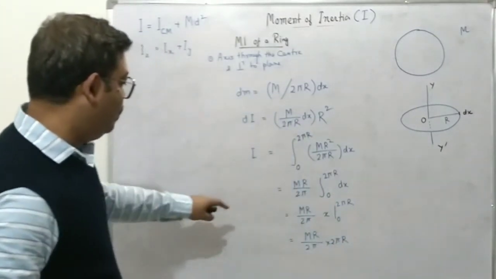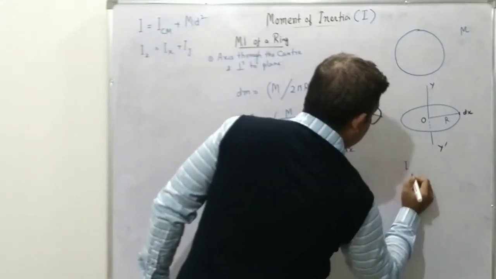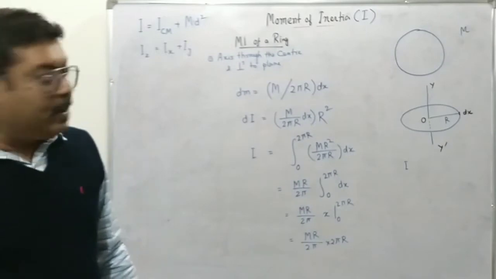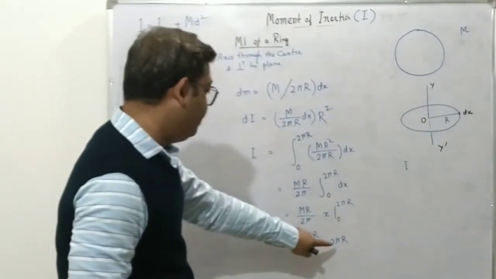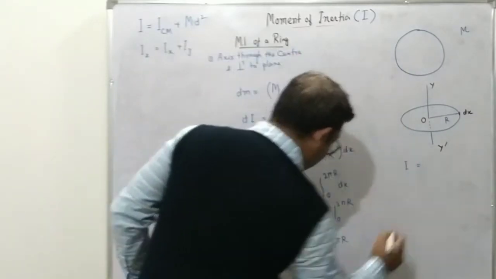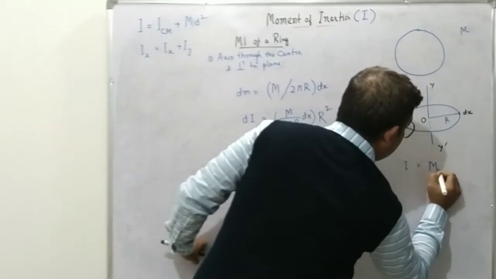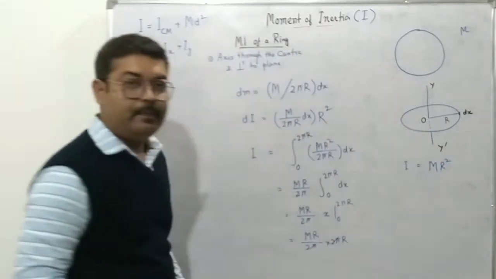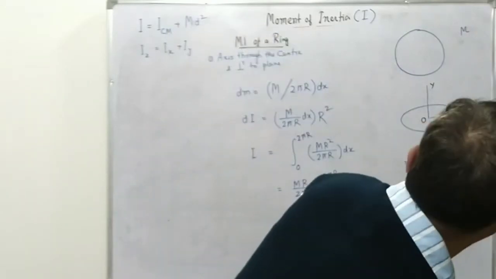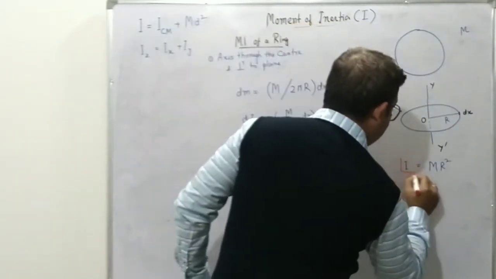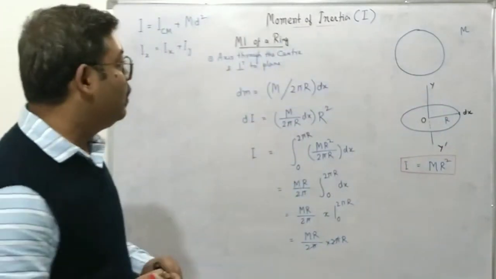So what we get is that the moment of inertia of the ring about the axis passing through the center and perpendicular to the plane will be given by, if we simplify this, 2 pi will cancel, so it will be mr square. This will be our required value, the moment of inertia of the ring about an axis passing through the center and perpendicular to the plane of the ring.